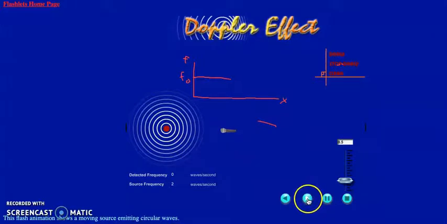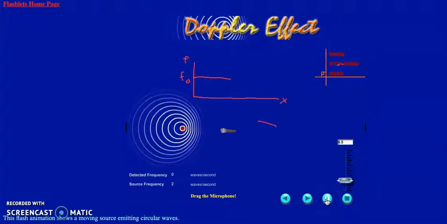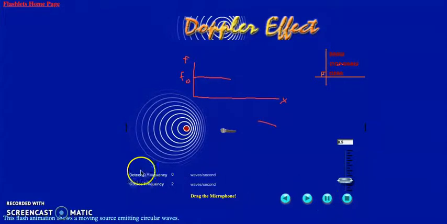So let's move our source, and it's going to move to the right. And now you are seeing the Doppler effect. Okay, so let me pause it for a second. What are you seeing? Well, you see in front, if I'm standing here where the microphone is, I observe the waves are much closer together.